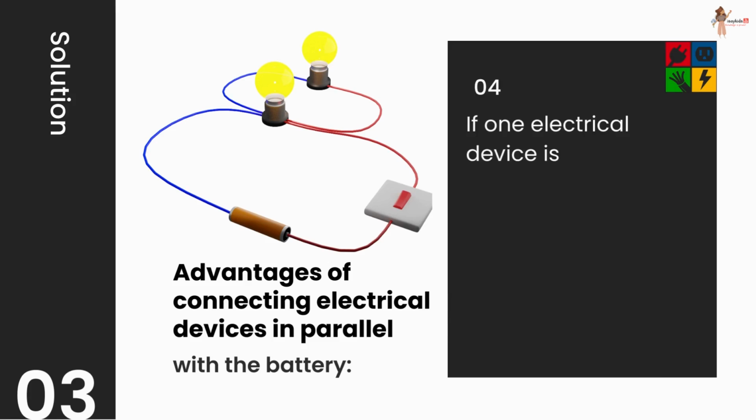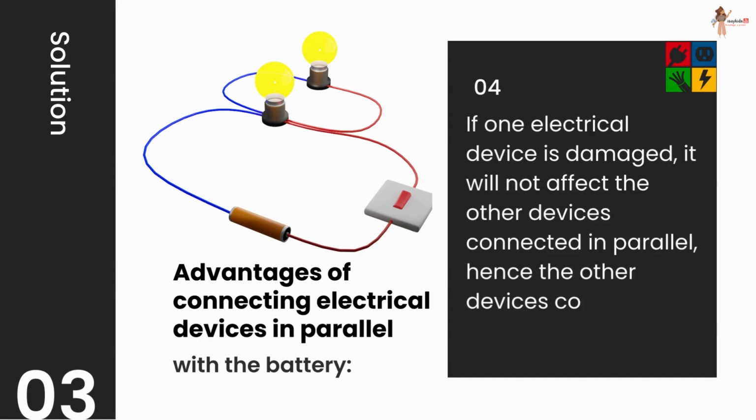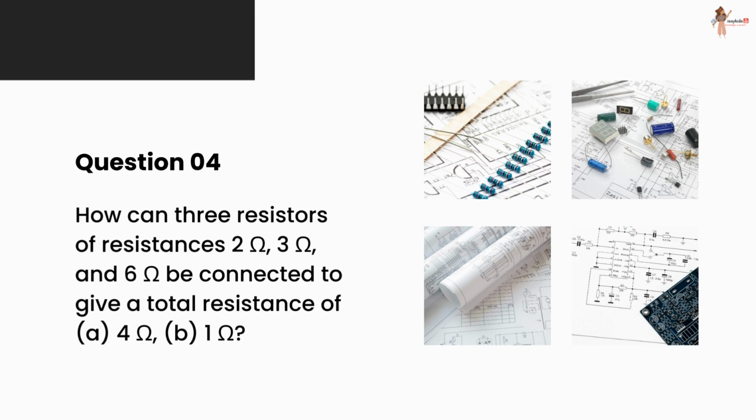Also, if one electrical device is damaged, it will not affect the other devices connected in parallel. Hence, the other devices continue to work properly. Moving on to the next question.